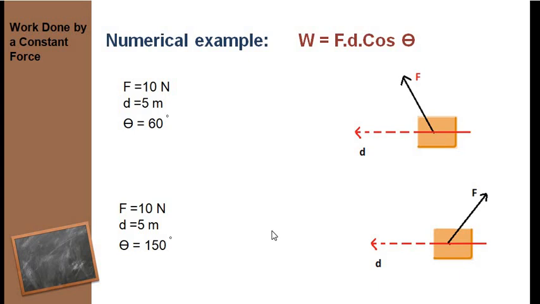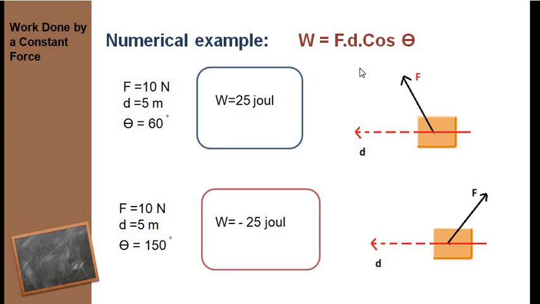Now, after calculation, it's a direct example, just by direct substitution of the values of the magnitude of the force, the magnitude of the displacement, and the cosine theta, we find that in the first case the value of the work equals 25 joules, while in the second one the value of the work equals minus 25 joules. We'll come back to the meaning of the minus sign and the positive sign of the work in part four of the series, which is related to the transfer of energy between the system and the environment of the system. We'll come back to that anyway. But for now, just keep in mind where the work has a positive sign and where it has a minus sign.